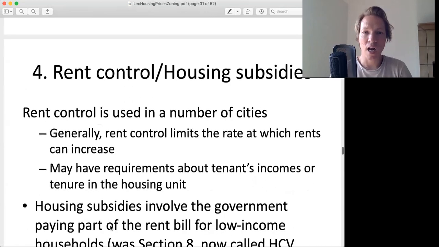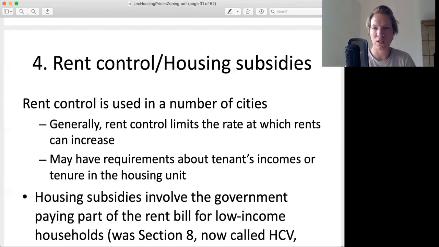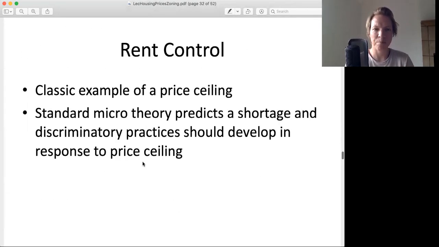Okay, another example of good intentions with bad outcomes is rent control. Rent control is the classic example. So many cities have rent control. The idea of rent control is we want to give people affordable housing, so we're going to cap rents. Rents can't go above a certain amount. We'll cover housing subsidies in a second.